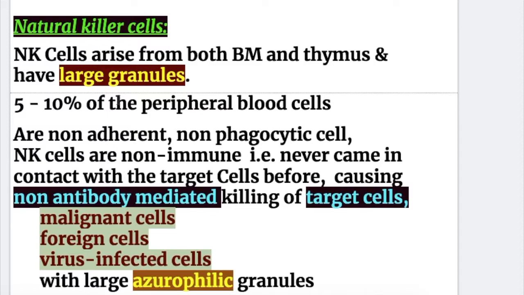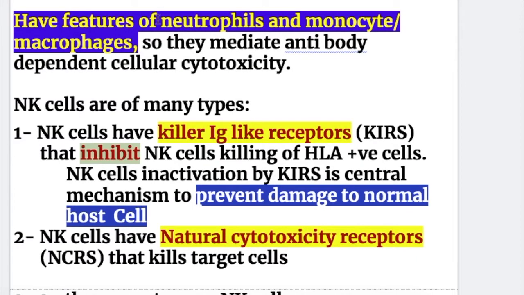So summing up, the NK cells form 5 to 10% of the peripheral blood, and they are non-phagocytic, non-adherent and non-immune. That non-immune means they attack cells without needing antibody, and they attack malignant cells, virus infected cells and foreign cells with their azurophilic granules, and they have features of neutrophils, macrophages and monocytes, so they mediate antibody dependent cellular cytotoxicity.